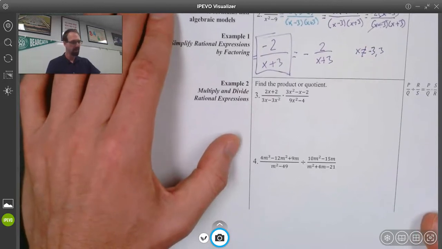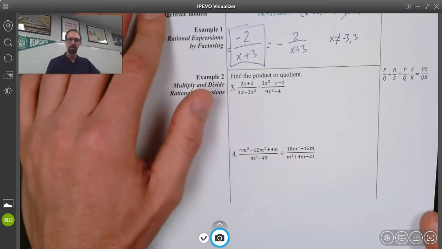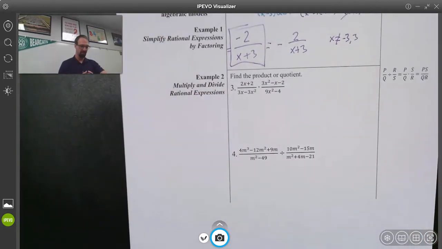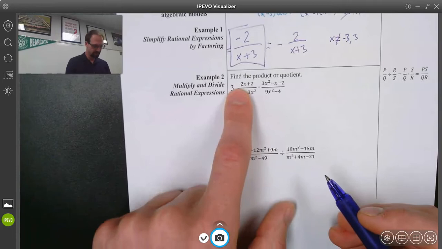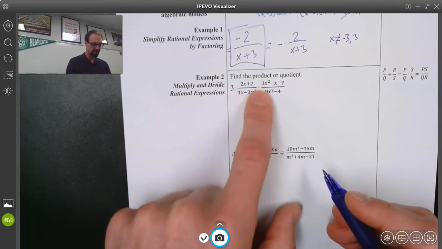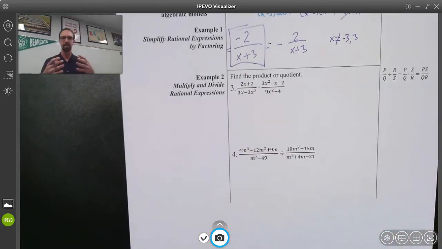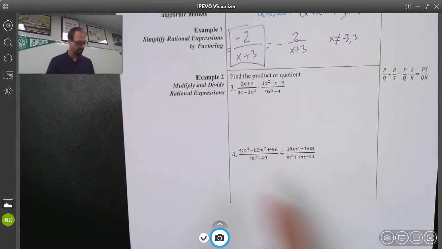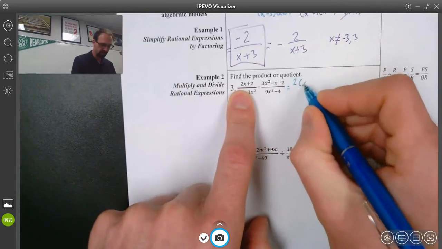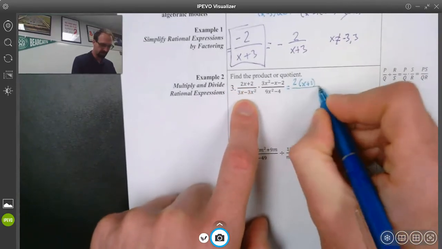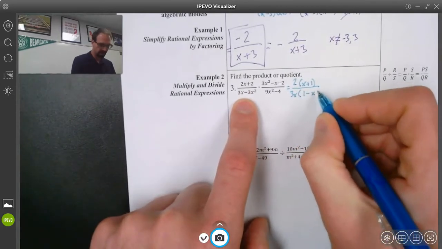For example number 2, to find the product or quotient. To do this, what we're going to do is we're essentially just going to factor as much as possible. So what we have is 2x plus 2 times 3x squared minus x minus 2 all over. So essentially what you're going to do is you're going to factor as much as possible from each set. So let's go ahead and do that. For this first one, I have 2, and if I factor out a 2, I'm left with x plus 1 all over. This denominator here, I can factor out a 3x, and I'm left with 1 minus x.